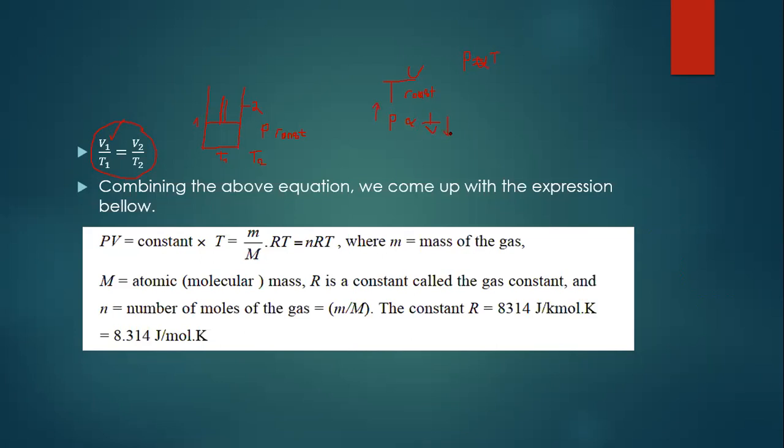Volume reduces. So if we have a container where the temperature is the same, and then we apply a certain force to reduce the volume, we'll see that the pressure in this container will go up. So we mathematically write it as pressure is proportional to 1 over volume.